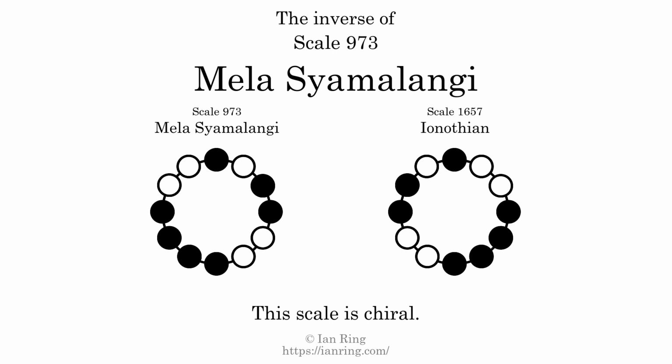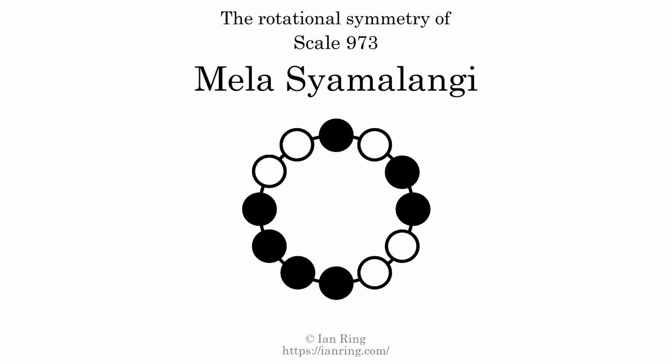The inverse of a scale is a mirror image. It is what you get when the sequence of intervals is reversed. The inverse of this scale is scale 1657, also known as Arnothian. This scale is chiral. It cannot transform into its inverse by rotational transformation. This scale has no rotational symmetry.